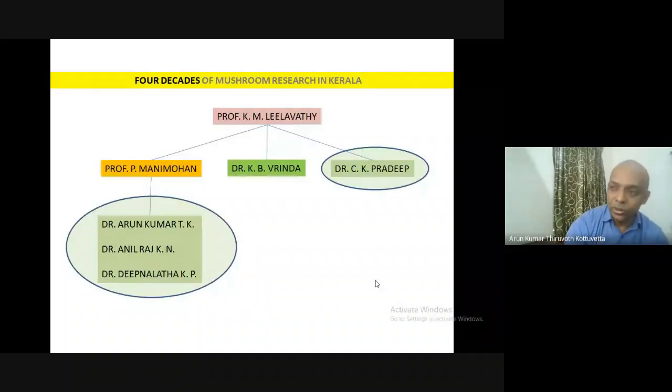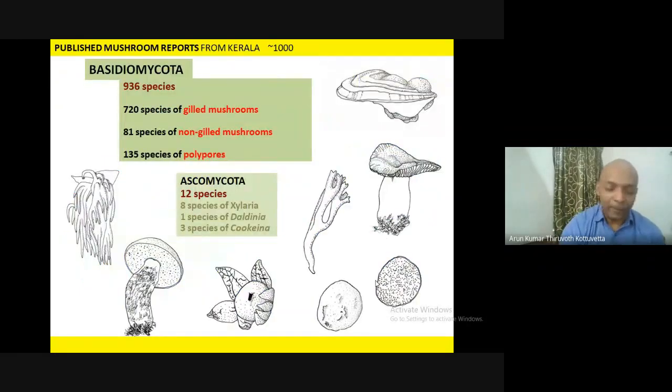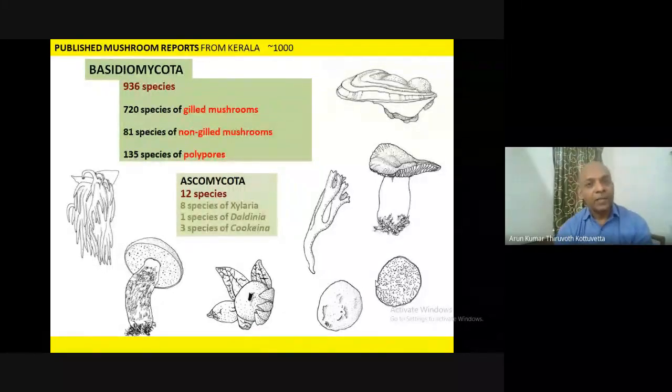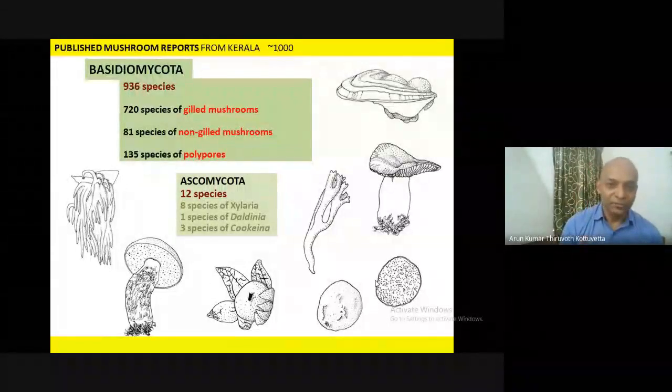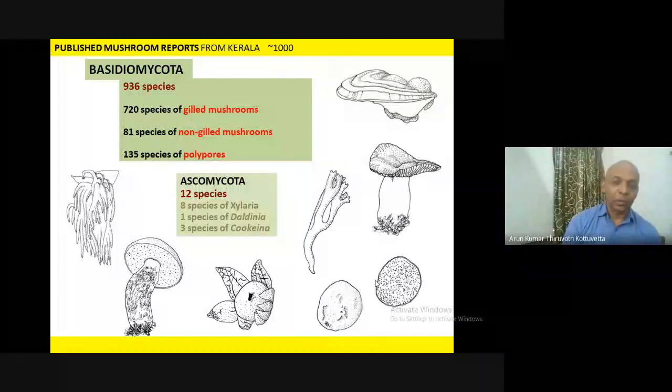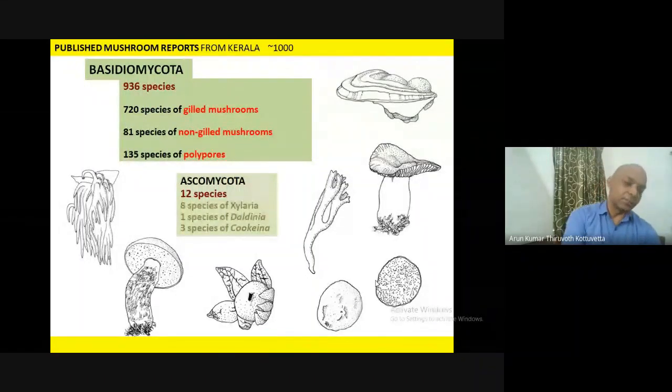So mainly we have 2 major groups that work on mushroom research in Kerala. One is in the southern part of Kerala, led by Dr. C.K. Pradeep, who is working at the JNTBGRI, Tropical Botanical Garden and Research Institute at Trivandrum. And then in northern Kerala, we have myself and Dr. Anil Raj and Dr. Deepna, who work on mushroom diversity. Together, all these mycologists over 4 decades have reported a number of fungal species from the forest areas as well as the human inhabited areas of Kerala. We have a published report of around 1,000 species of mushrooms from Kerala. Let me repeat, 1,000 species of mushrooms alone, not fungi, mushrooms. Of these, Basidiomycoton members are around 936 species.